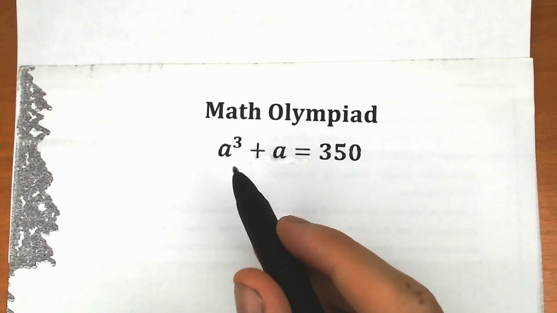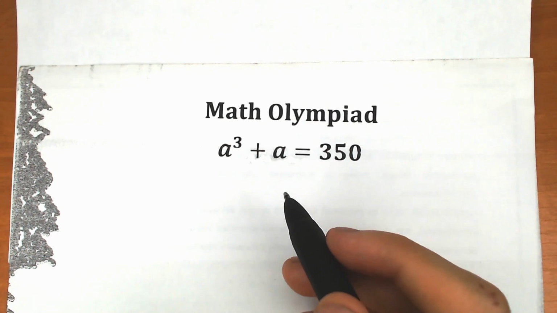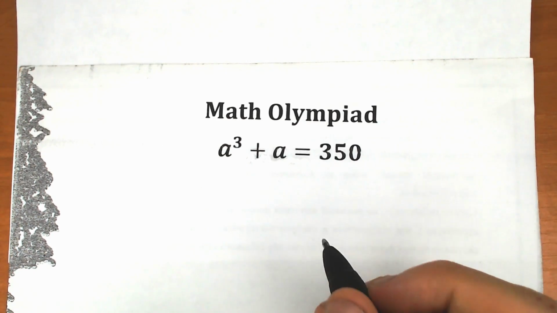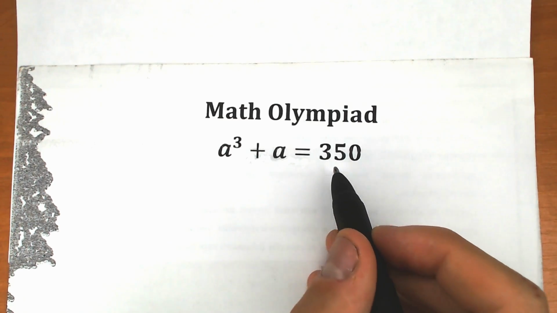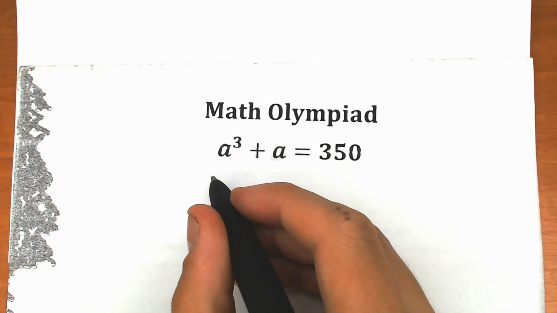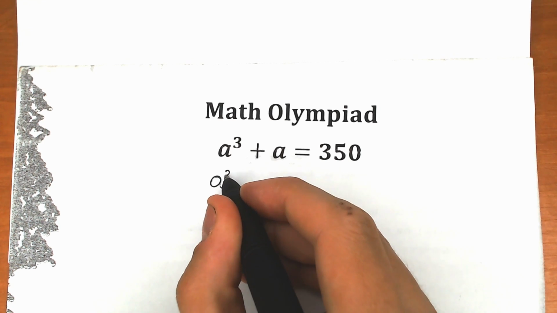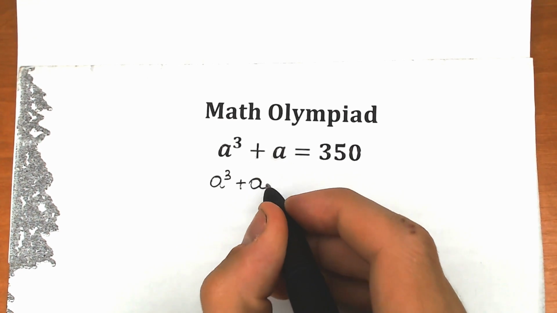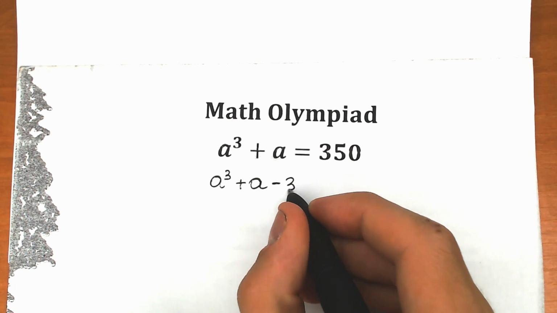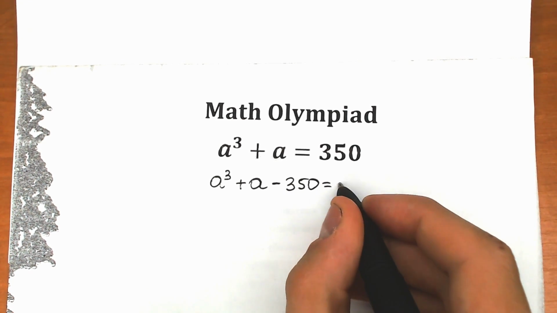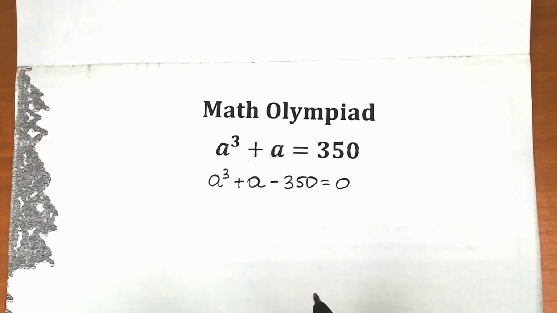A cube plus a equal to 350, and we need to find a from this really interesting challenge. How can I do this? First of all, let's bring this constant from the right-hand side to the left-hand side. So what do we have right here? We have a cube plus a on the left side, and we bring this 350 from right to left. So we have minus 350, which is equal to 0. This is our first step.